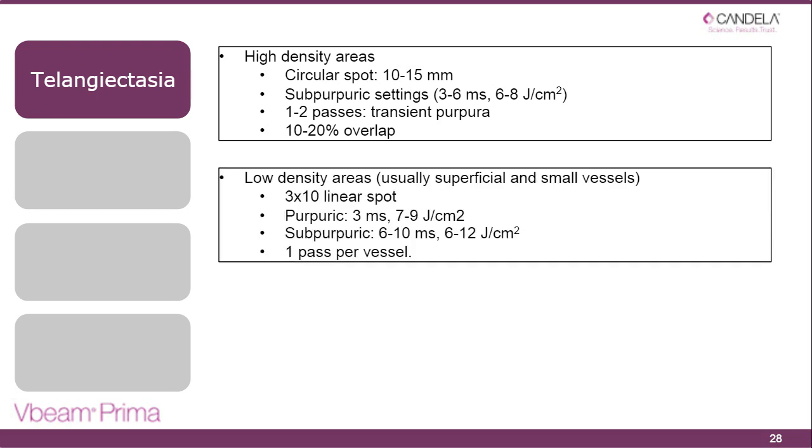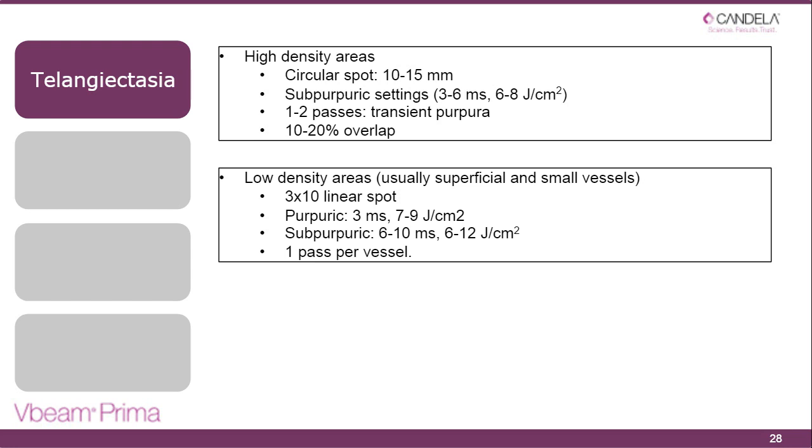When you've got lower density areas of telangiectasia, with superficial and small vessels, I prefer to use the 3x10 linear spot because it's going to apply just over the telangiectasia, leaving the surrounding area without any treatment. I prefer to use the purpuric settings over the suboperatory settings, but that's something that you have to discuss with the patient also, because there are some patients who may not afford the downtime caused by the purpura.